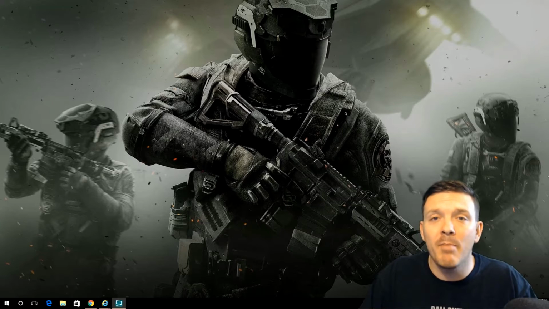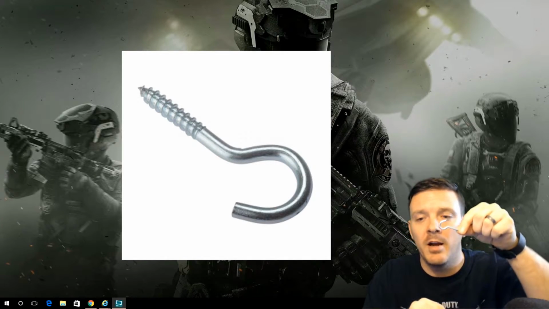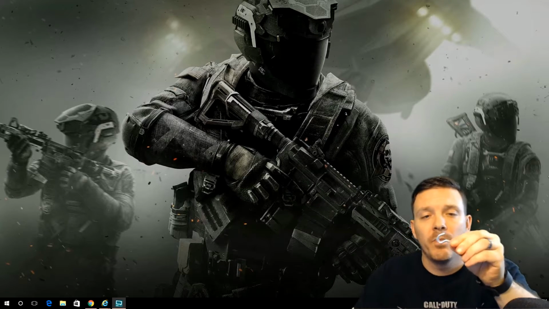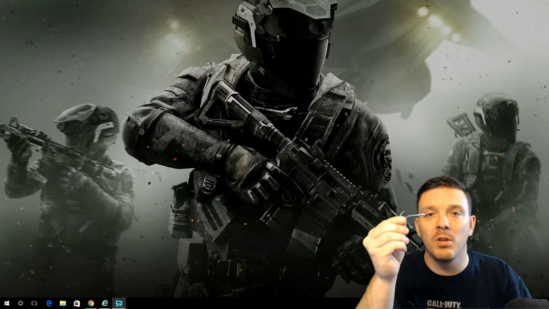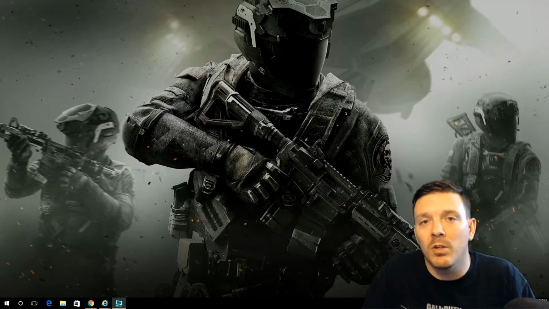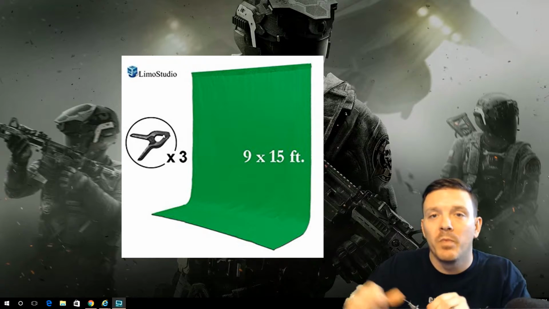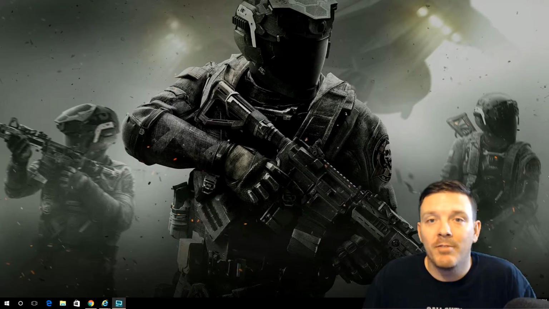What I did is I basically used these little U-hooks. You got the little hook there, and then there's a screw end as well. And then I just basically screwed this into the wall. I've got two of them screwed into the wall. The green screen that I ordered has two clamps. So I basically screwed these into the wall, clamped the green screen to these with the clamps that I got, and I was off to the races.